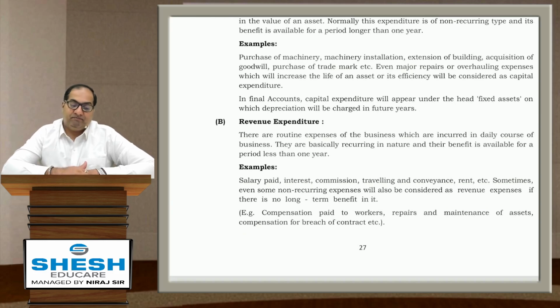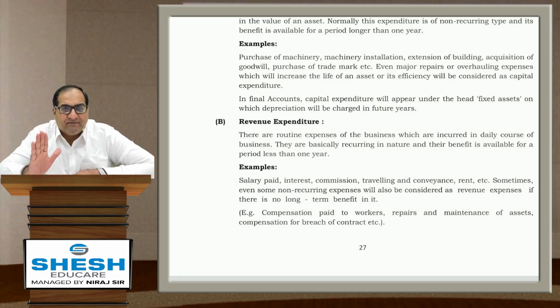Revenue expenditure. Well, these are my day-to-day routine expenses. They are absolutely recurring in nature. They are my day-to-day routine expenses. If I say day-to-day, it will be recurring only, right? And the expenditure is incurred, and we will enjoy the benefit also only to the extent of 12 months. Correct?